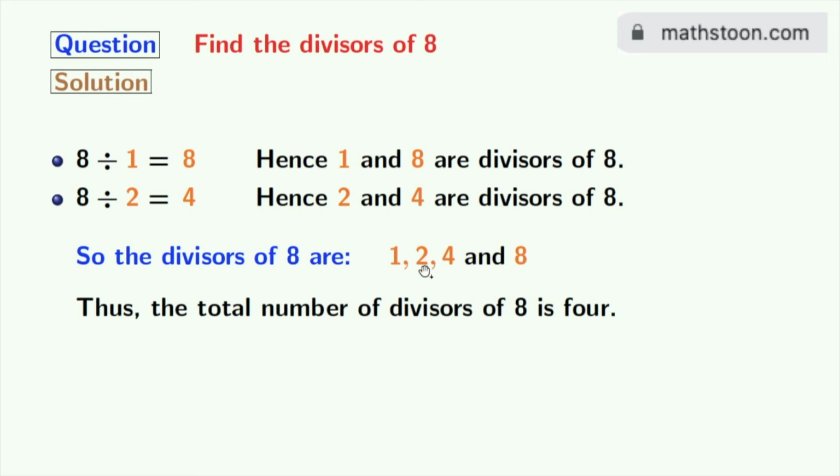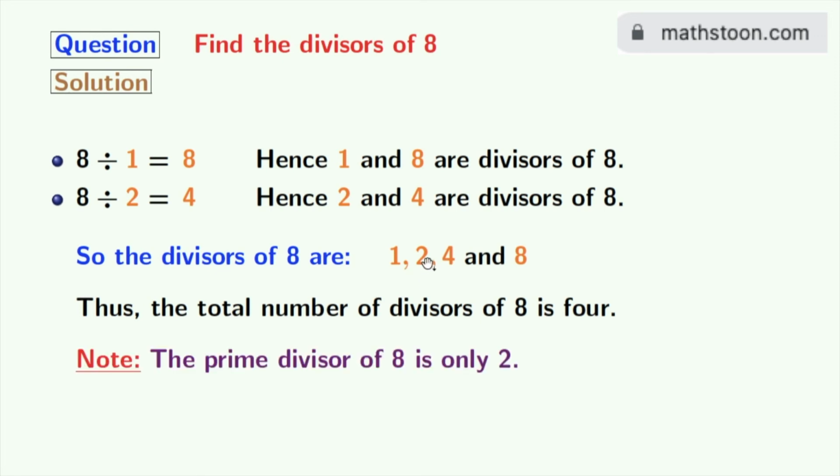Now if we look at these divisors, we can see that 2 among these numbers is a prime number because 2 is only divisible by 1 and 2 itself. So we can say that the prime divisor of 8 is only 2.